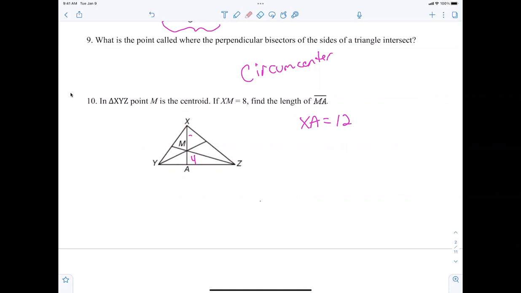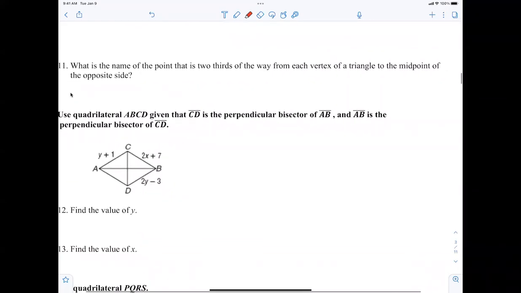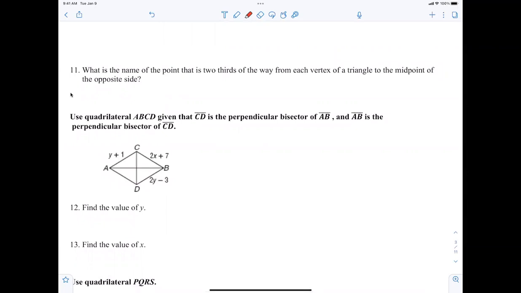If you forgot the definition of a word, just tell me. We'll review it. Centroid. What is the name of the point that is 2/3 the way from each vertex of a triangle to the midpoint of the opposite side? Go ahead. I don't care. Who knows? We got some studying to do, guys. Tell me what it is, Tanner. Centroid. Yeah, of course. That's what we're just talking about. Centroid, right?